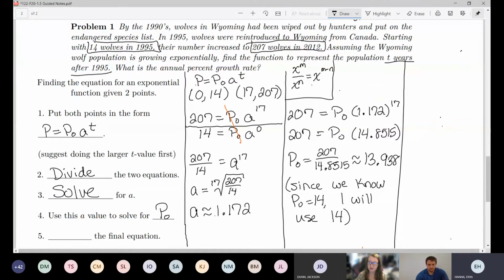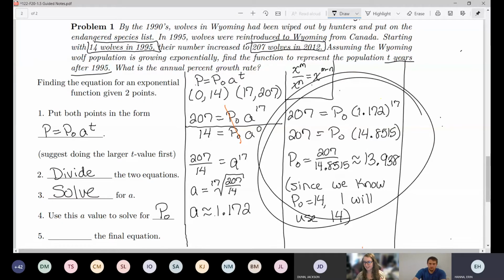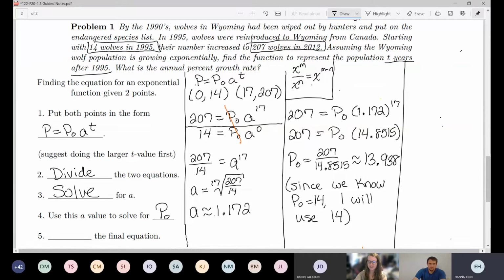If this was a question on an exam or a quiz and you decided to use the 13.938, I wouldn't care. Wiley will. So just be a little careful. Figure out if you actually know what P naught is. Sometimes you don't, which is why you need this sometimes, which is why I did it. I'm not just doing things for giggles. Sometimes you do need that process. But anyway, since we know that P naught is 14, I'm going to use P naught is 14.